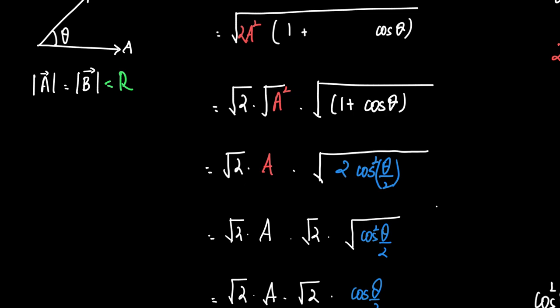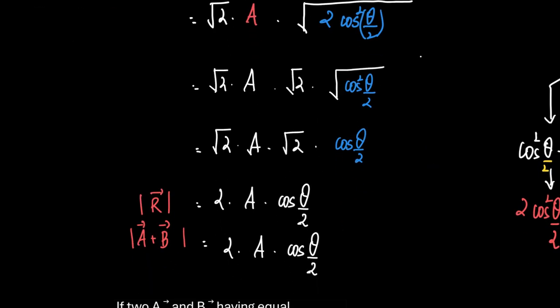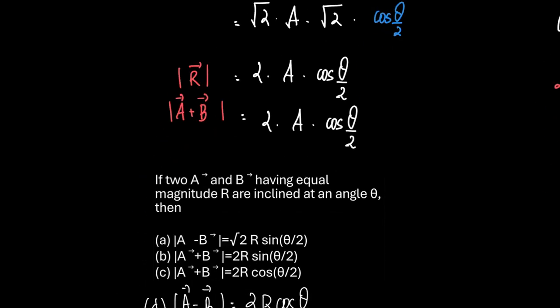1 plus cos theta is 2 cos square theta by 2. So I can plug in this root 2 outside. So it is root 2 into root of 2 cos square theta by 2. Now root 2 times root 2 is 2. Root of cos square theta by 2 is cos theta by 2. So this becomes 2A into cos theta by 2. And the resultant, which is actually the sum of these two vectors, vector A plus vector B, and the magnitude of the resultant therefore becomes the magnitude of vector A plus vector B is equal to 2A cos theta by 2.